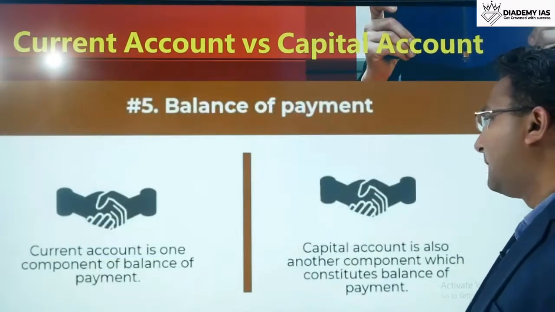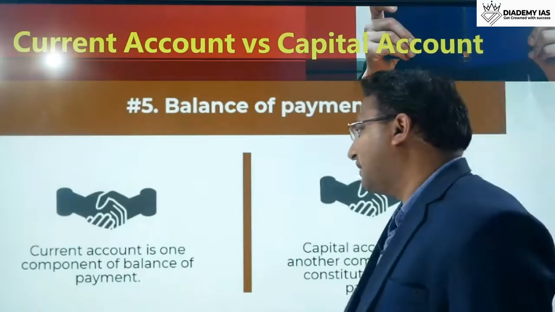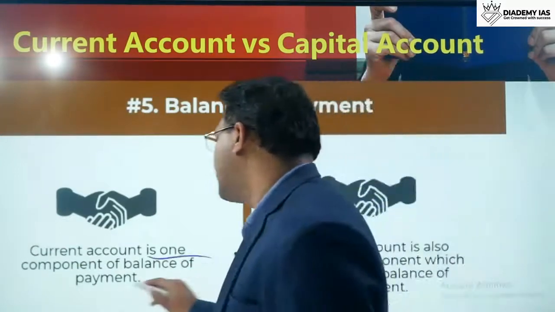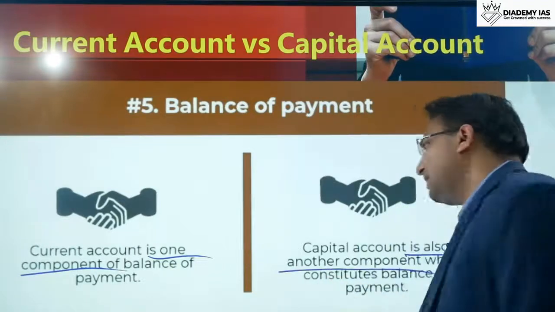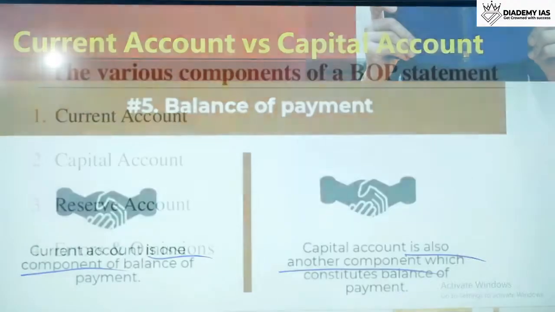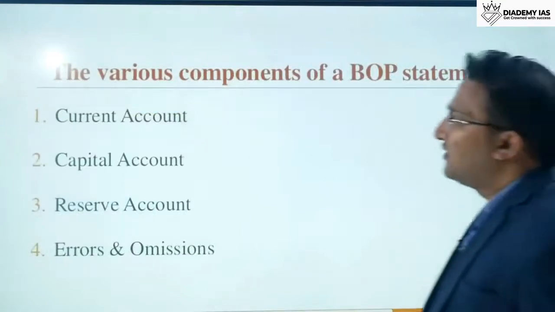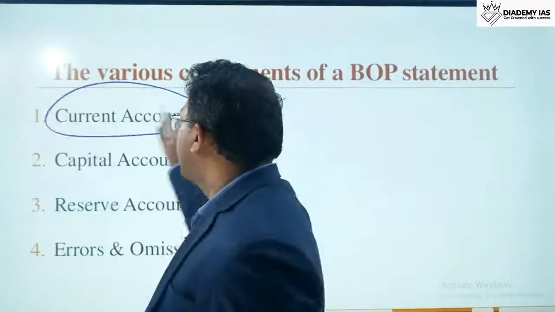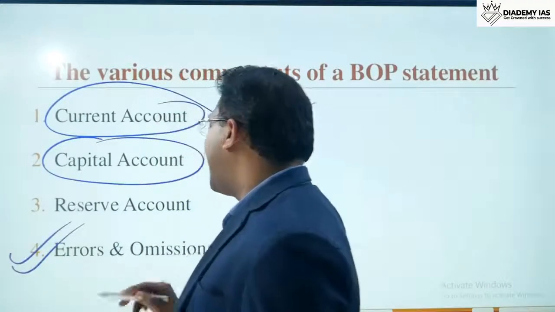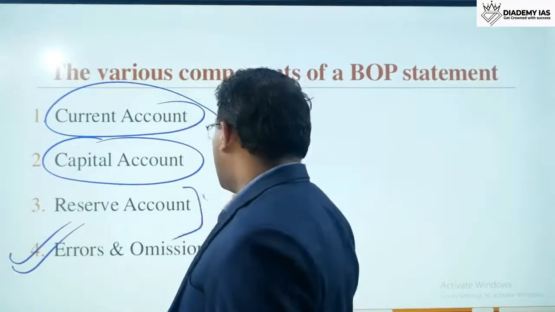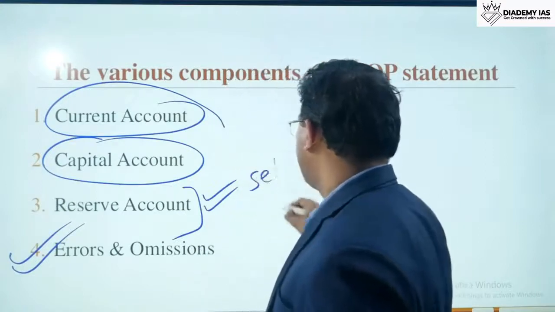Balance of payment. Current account is one component of the balance of payment, and this is also another component of the balance of payment, right? So in this case, there is a similarity. Now we have discussed current account, we have discussed capital account. Now let us see the fourth portion, that is error and omission. The reserve account we will be discussing separately.